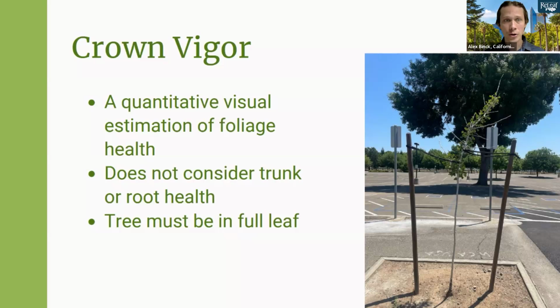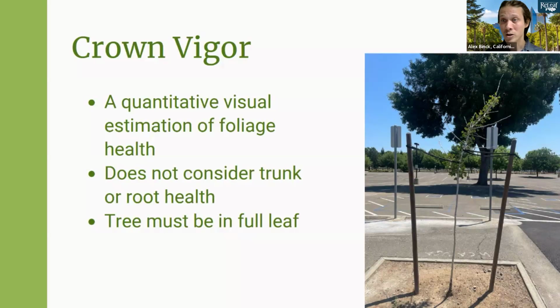One thing to keep in mind with crown vigor is that you can only assess it when the tree is in full leaf. For deciduous trees that drop their leaves during the winter or even in the fall, we really don't want to get into this, because the leaves will be discolored and it'll be hard to tell whether that's a normal seasonal change or due to some kind of stress. So make sure the tree's in full leaf.